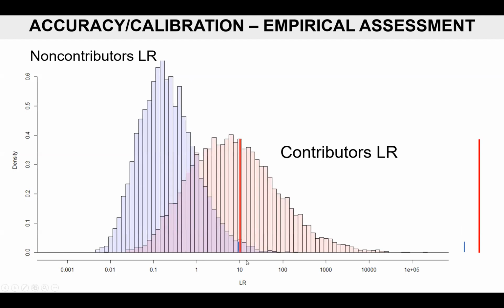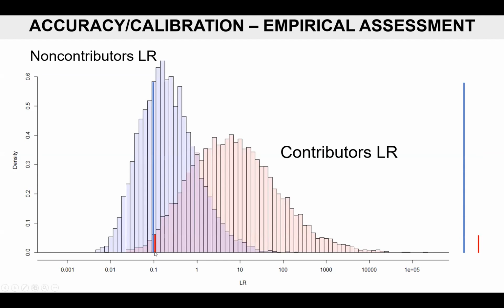You look at LR of 10, the red shows how often it occurs under HP, the blue is how often under HD, and the red is about 10 times as tall as the blue. If you go to 1/10, the same thing happens, but in the reverse direction. So this is the sort of thing that you would expect if an LR system is really producing LRs.